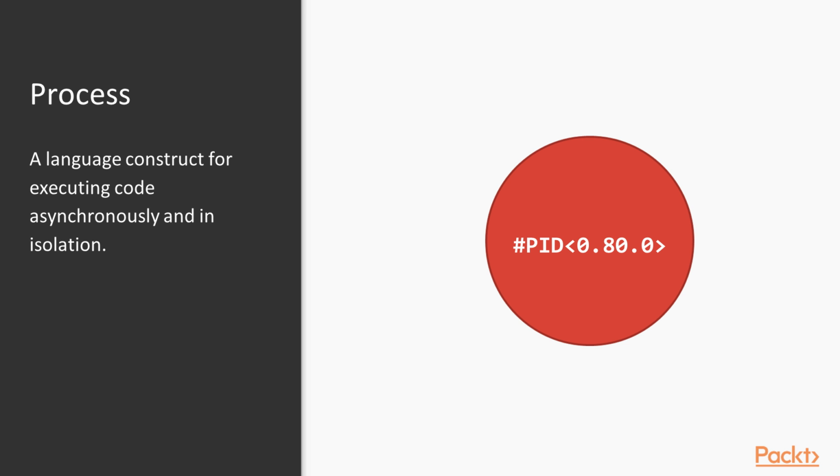Representation-wise, each process possesses a unique PID or process ID, which identifies it. You'll often come across it being represented by three numbers separated by dots. These actually identify the process uniquely and tell us if the process is running on our current node or on a remote node.